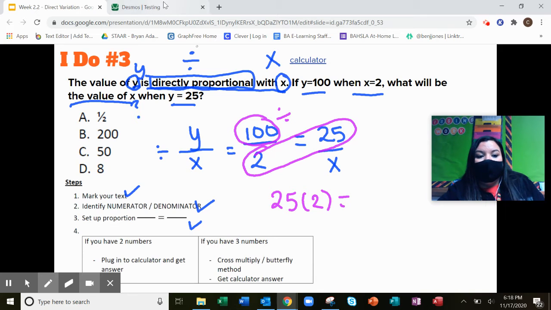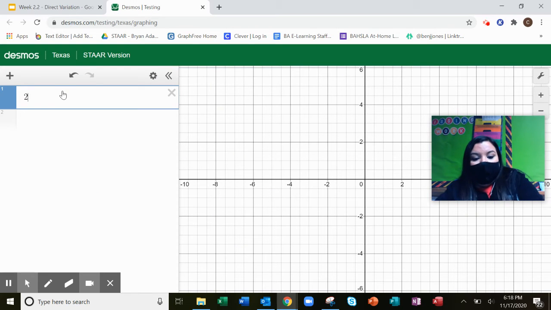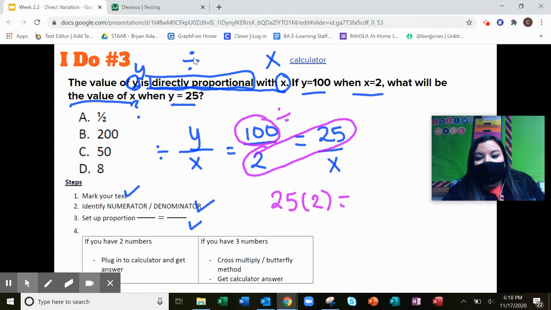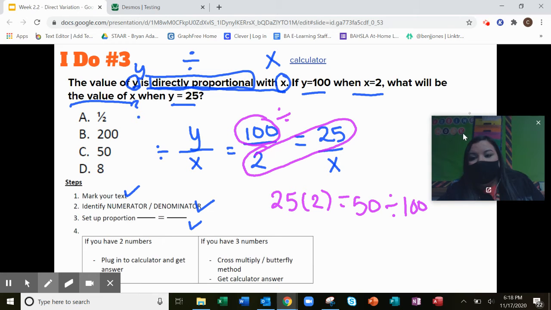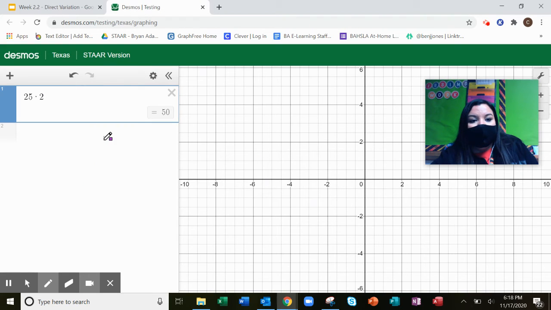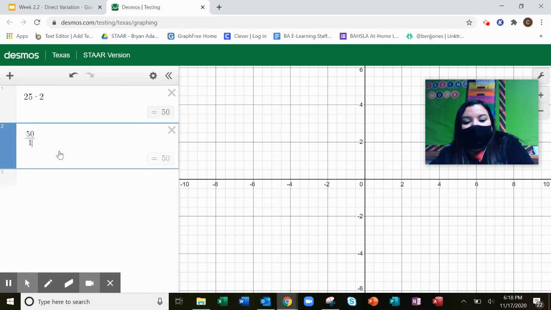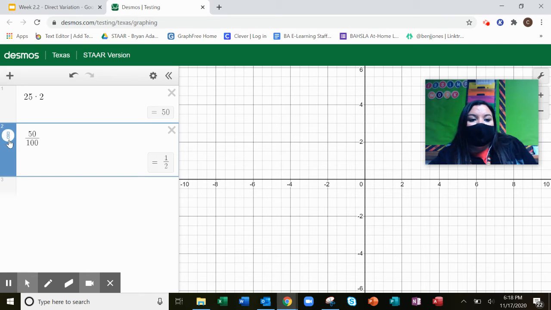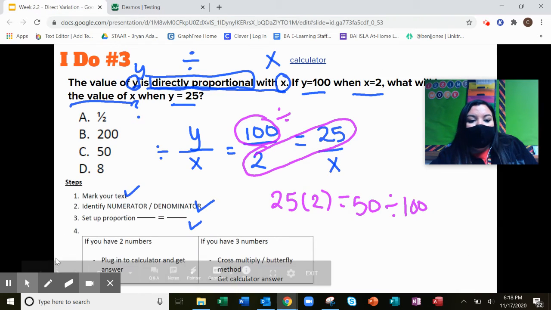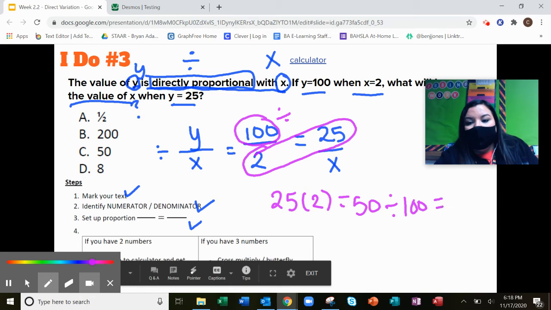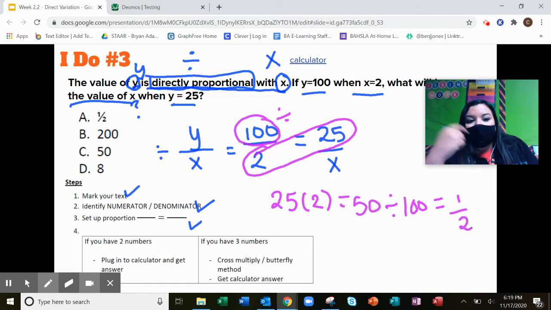So I can plug that into my calculator. 25 times 2 is 50. So that's 50. And then I'm going to divide that by 100. So I'm going to take that 50. So 50 divided by 100. And so again, I'm going to click on the circle fraction and I get 1/2. So then I'm able to see here that it should be my answer choice A.